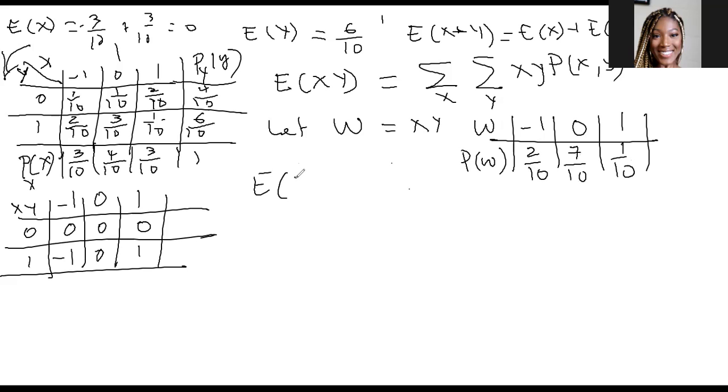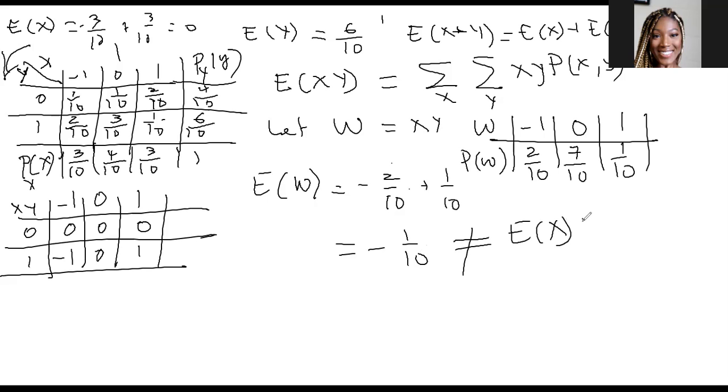E of W is negative 2 over 10 plus 1 over 10, which is equals to negative 1 over 10. And this is not E of X times E of Y.